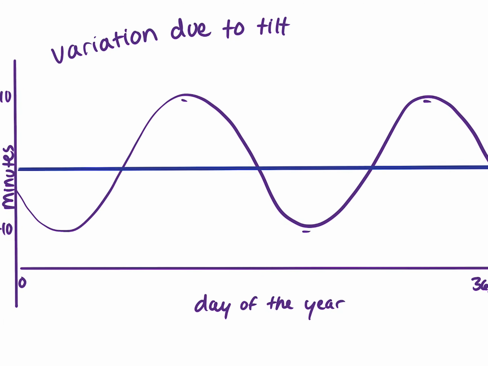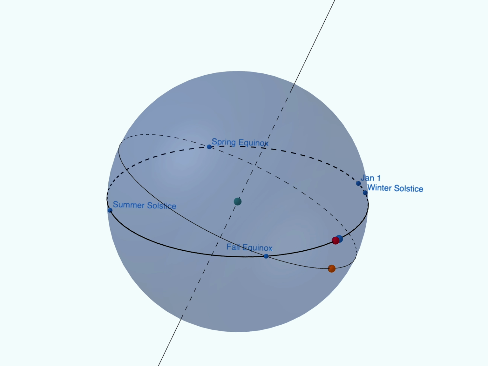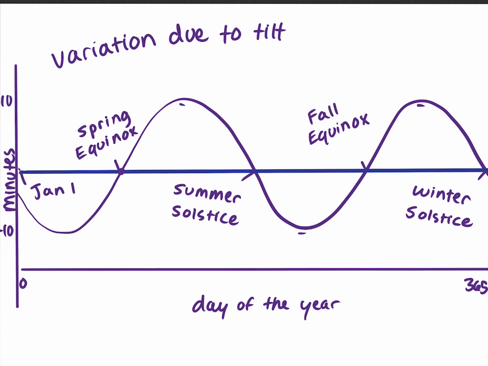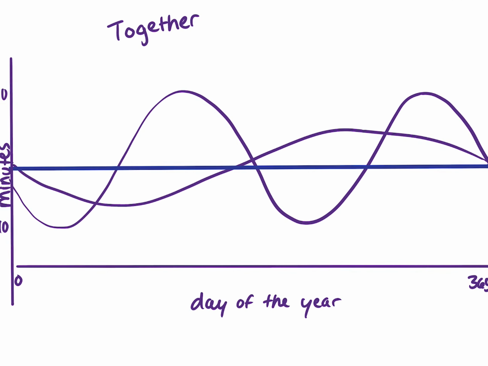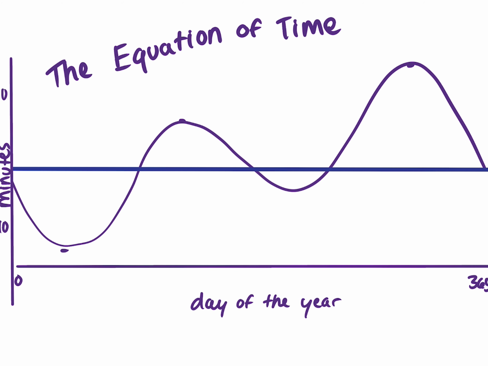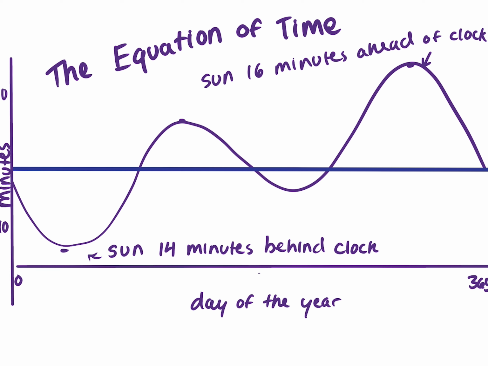So here we have the graph showing the effect of the Earth's tilt on the equation of time, and the places where the sun is behind correspond to where the projected sun is ahead of the average sun. You can match these dates in the graph to the milestones in the previous animation. So if you add the effect of elliptical orbit with the effect of the Earth's tilt, you get the equation of time. So in this valley, the sun is 14 minutes behind the clock. At the big peak, the sun is 16 minutes ahead of the clock.